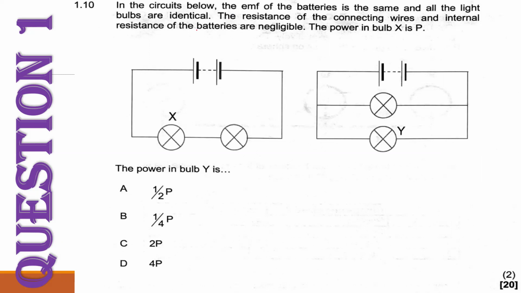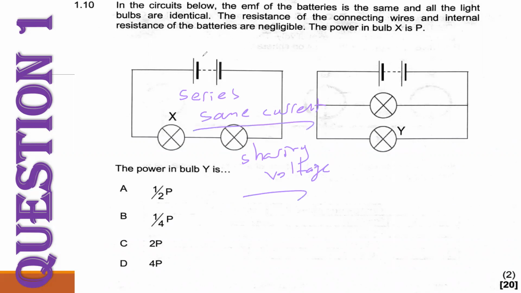So, for this kind of circuit, what do we know? We have the same current and they are sharing voltage. We should remember, for this kind of circuit, same current and sharing voltage. If you have 2 volts here, they are shared by V and V. And then in parallel, we have the same voltage. Very important. We should remember.